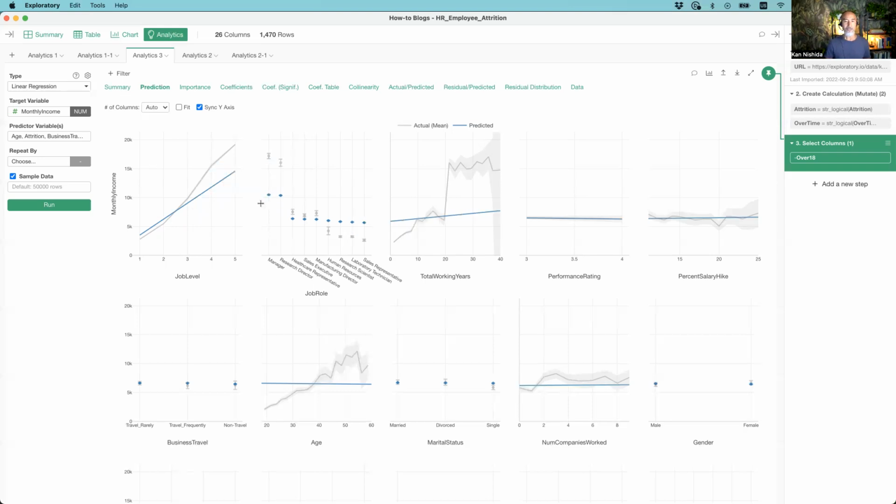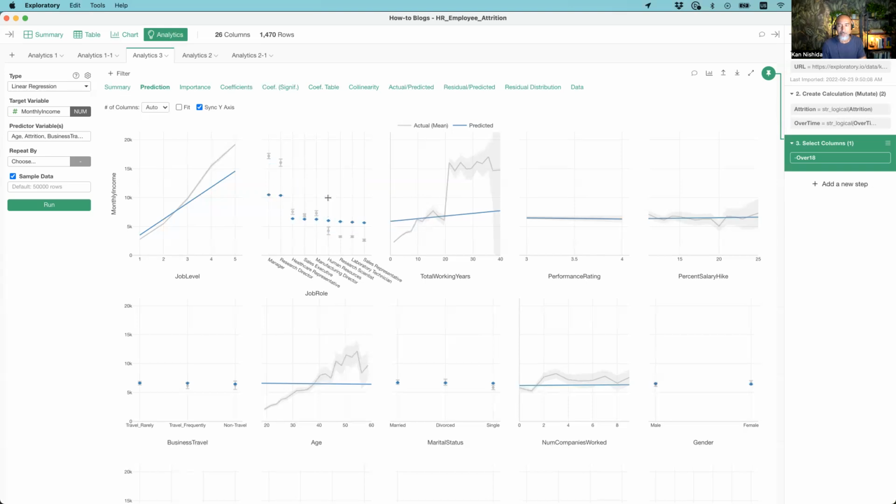Okay, and here, job role is categorical, that's why it's not a line. If it's a numerical variable, like job level or total working years, those are numerical data types, therefore it's a line. But job role is categorical, so there's no point in connecting those dots because they're not continuous values. So that's why it's a dot.